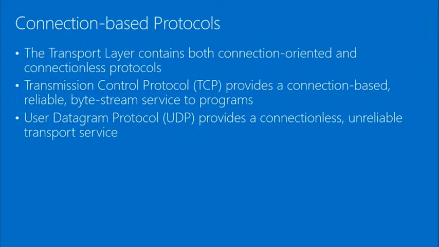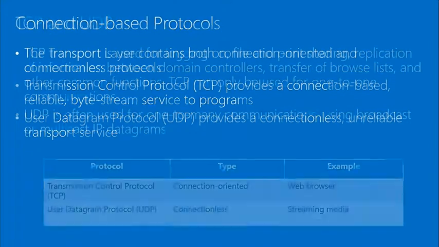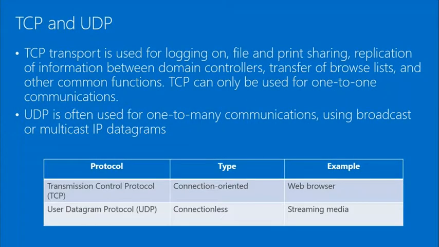So connection-based protocols. The transport layer contains both connection-oriented and connectionless. We have TCP, Transmission Control Protocol, that provides a connection-based system, and UDP, which provides a connectionless, unreliable transport system. TCP is used for logging in, file and print sharing, replication. So basically, when you need acknowledgement, you use TCP/IP.